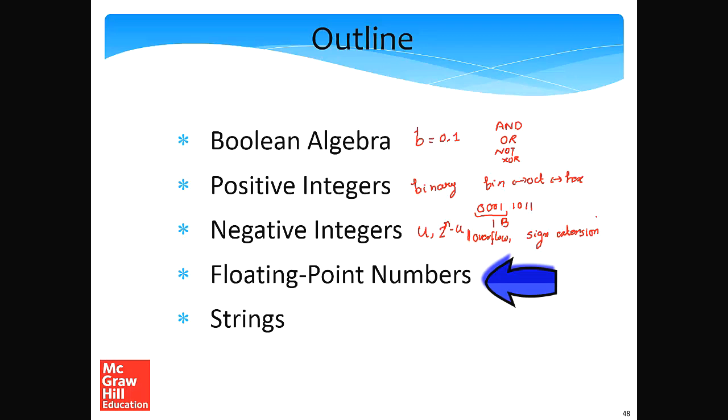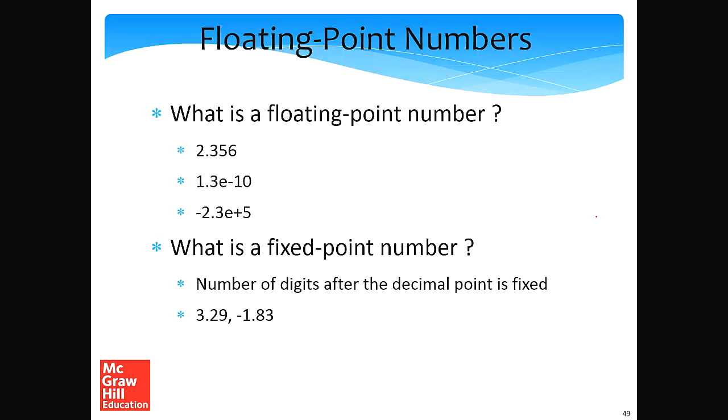Now let's discuss floating point numbers, which are numbers with a decimal point. So what is a floating point number? It is any number with a decimal point inside it, like 2.356 or 1.3 times 10 to the power minus 10. So now the question is, the moment we say that a number is a floating point number, we need to answer the question, what is a fixed point number? In a fixed point number, the number of digits after the decimal point is fixed.